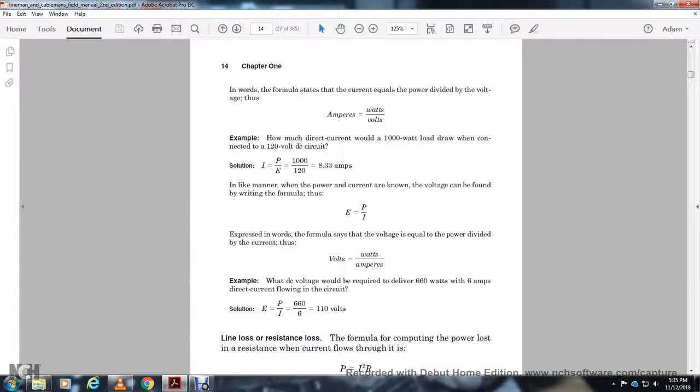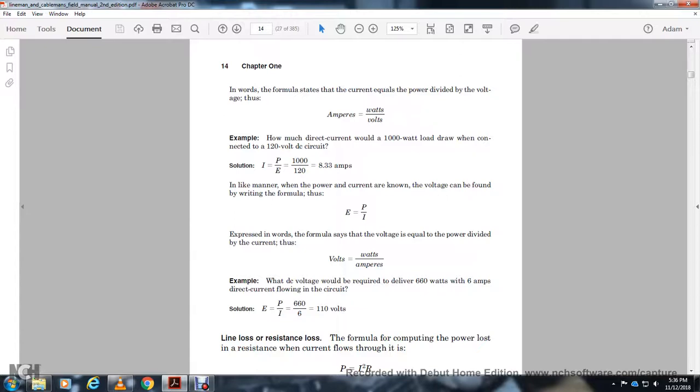How much direct current does a 1,000 watt load draw when connected to 120 volts? 1,000 over 120 will give you 8.3 amps. In like manner, when the power and current are known, the voltage can be found. Voltage is equal to the power divided by the current, or volts equals watts over amps.